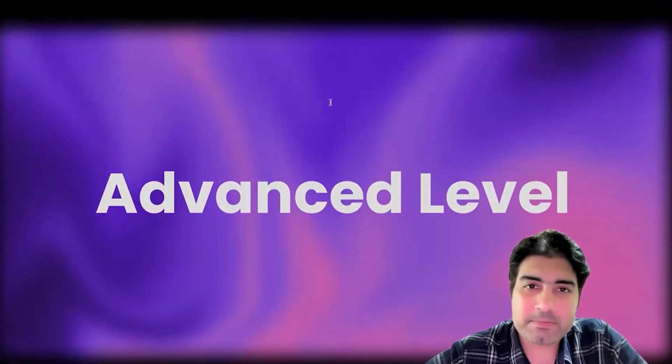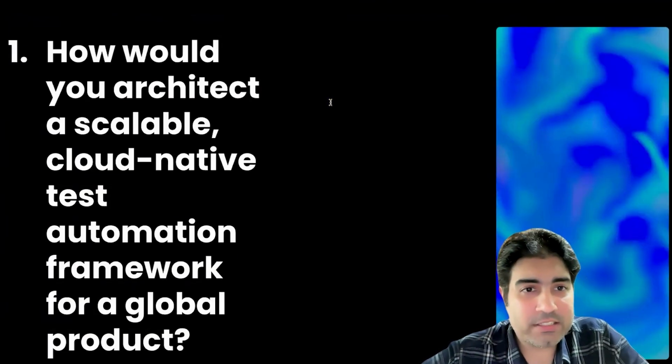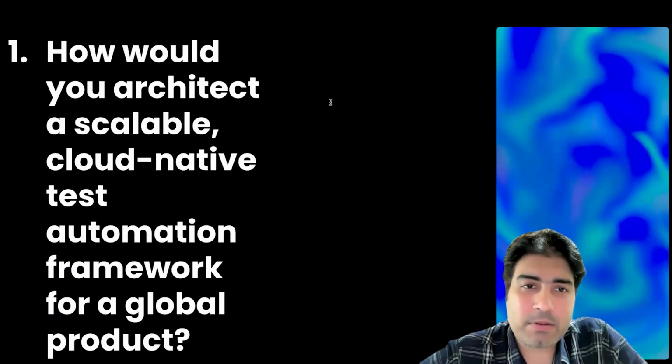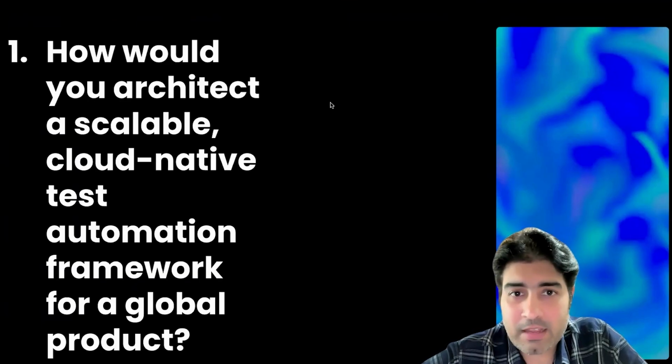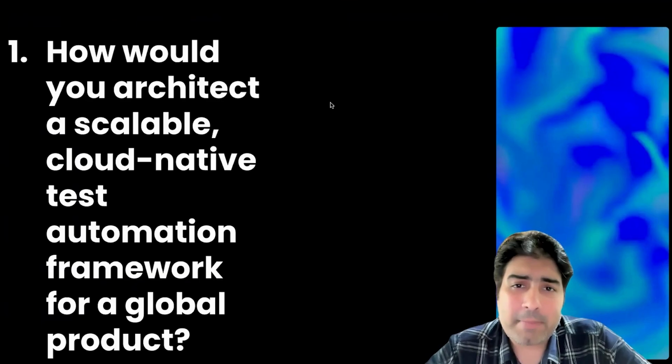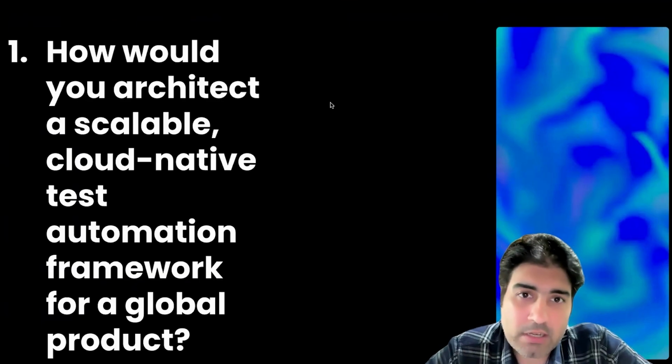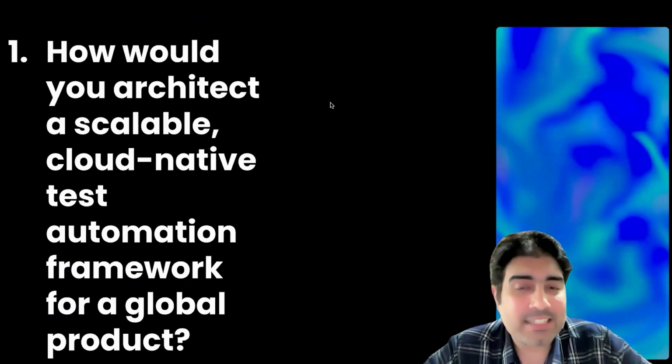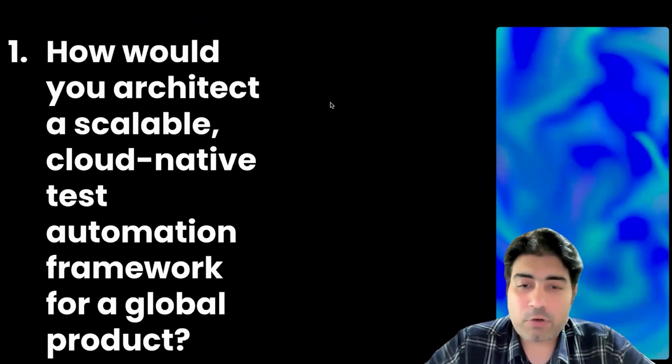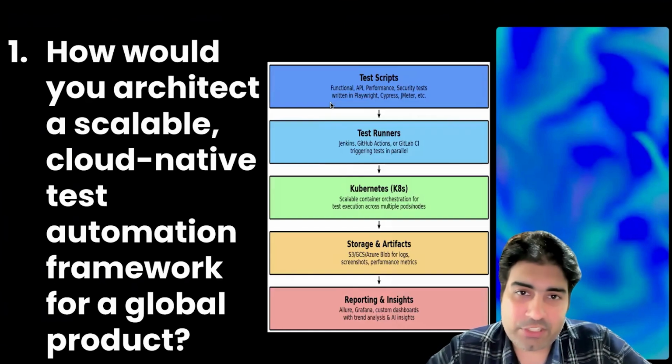So let's begin. The first question is, how would you architect a scalable cloud native test automation framework for a global product? Now, designing for global scale means the framework must be modular, cloud native, containerized, and observable. So what I use is a layered architecture.